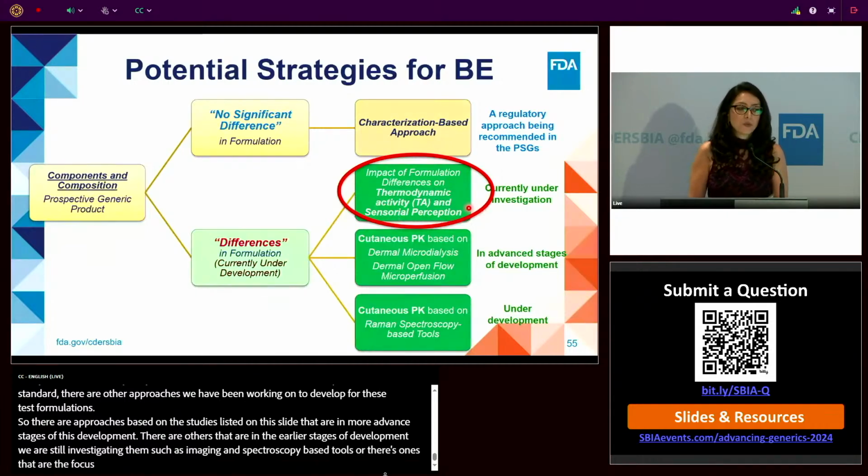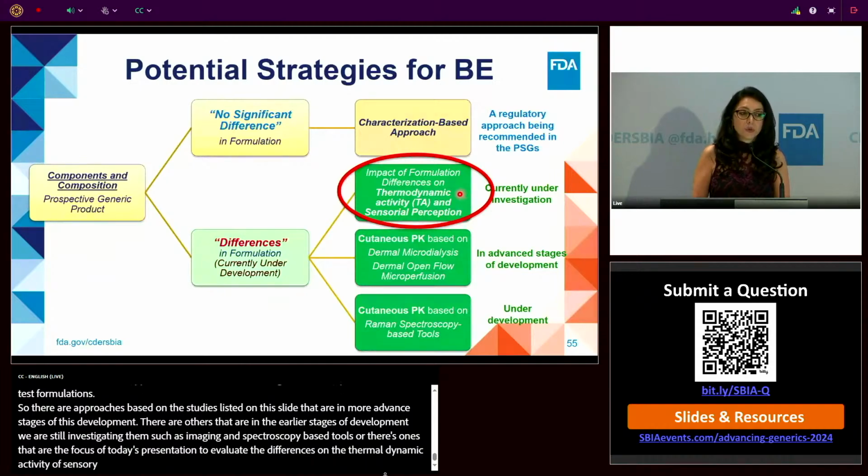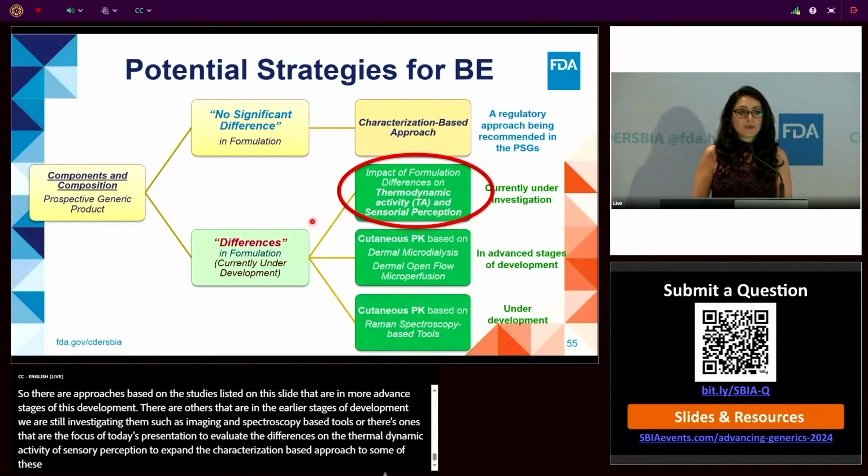The one that is the focus of today's presentation is to evaluate the impact of formulation differences on thermodynamic activity and sensorial perception of topical products, to be able to expand the characterization-based approach to some of these test formulations that may have compositional differences compared to the reference standard.